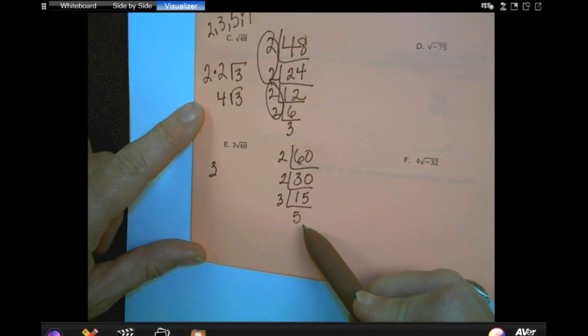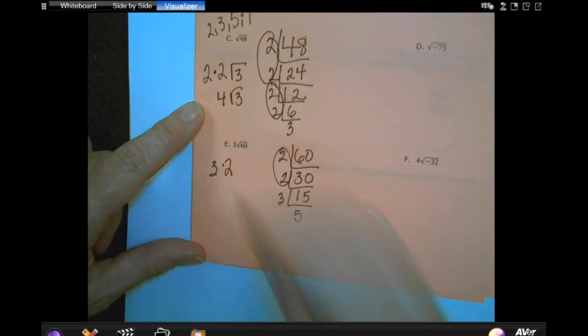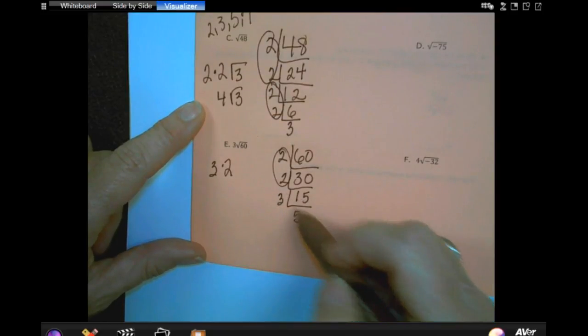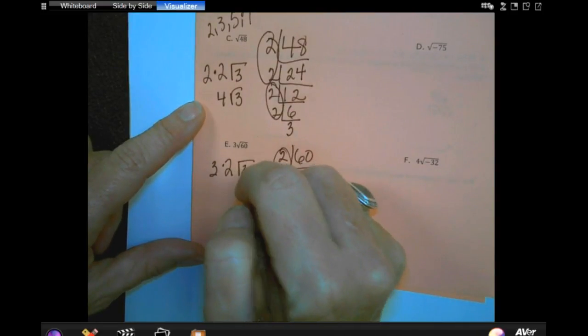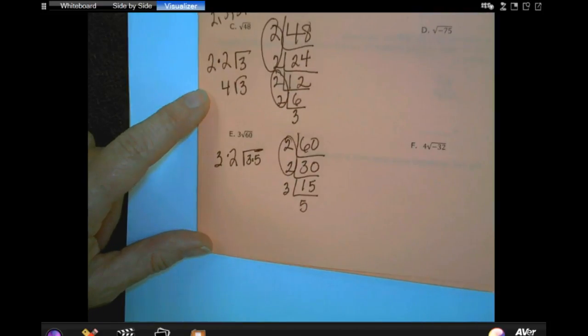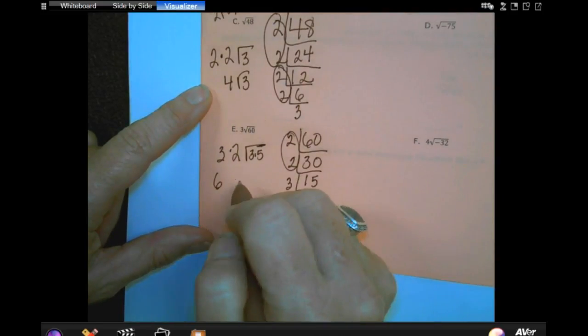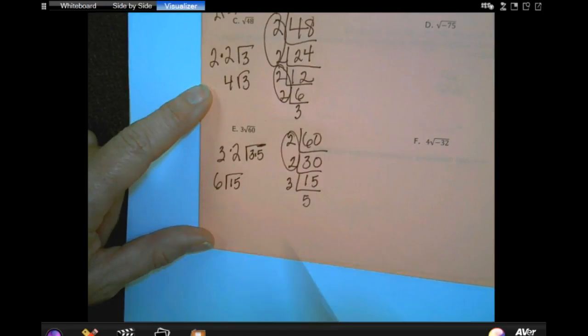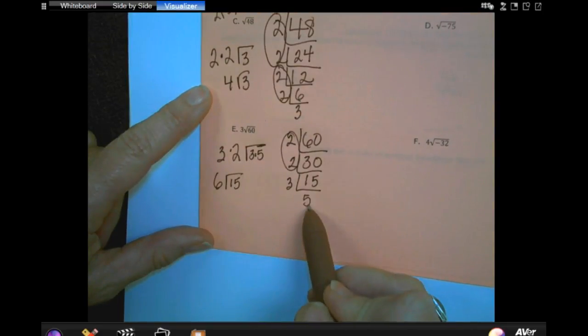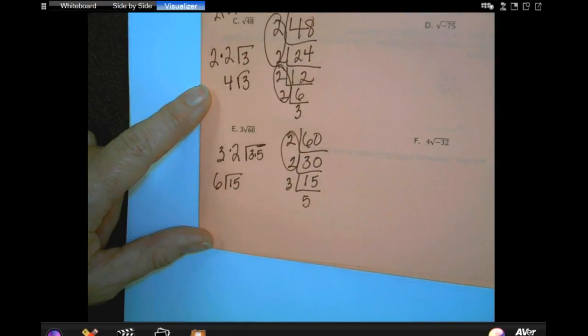So who gets to go on the date? 2. So one of the 2s gets to come outside the square root. And the 3 and the 5 are left. They don't have dates, so they have to stay underneath the square root sign. So 3 times 2 gives me 6. And this one doesn't have a partner, and this one doesn't have a partner. So there's 3 times 5 left over, the square root of 15.